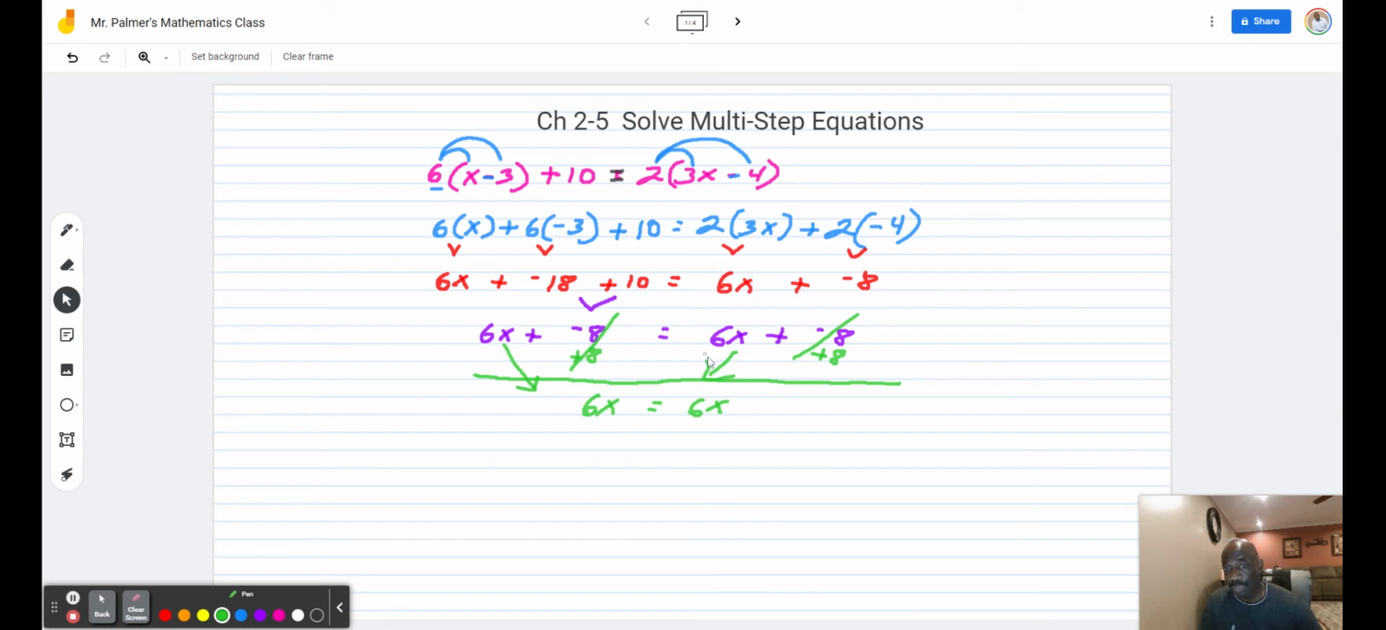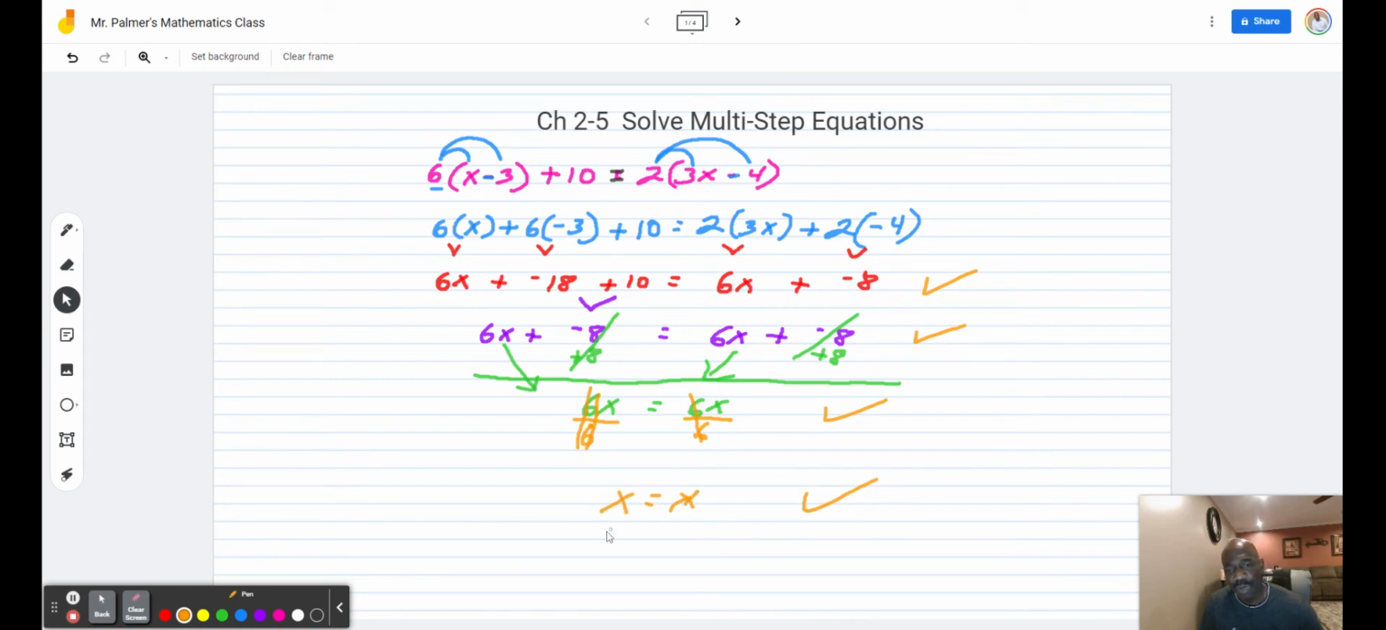All right, now what do I have to do? I'm going to divide both sides by 6, and they will cancel. Both sides cancel, and I'm left with x equals x. So from this line, both sides were identical. This line here, I had 6x plus negative 8, 6x plus negative 8. Then on this line, I had 6x equals 6x, same thing on both sides. And right here, I got x equals x, same thing on both sides.